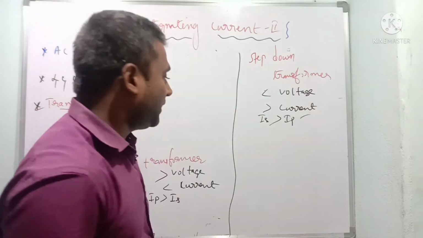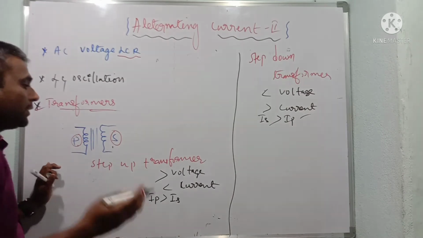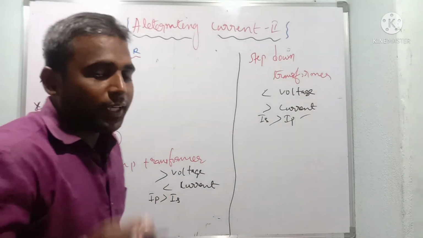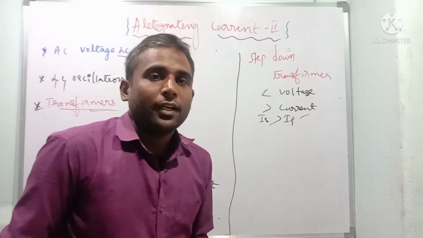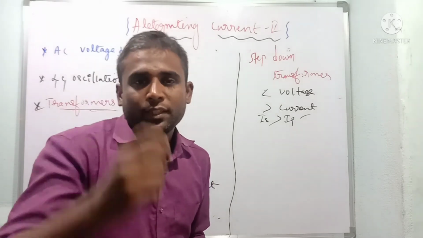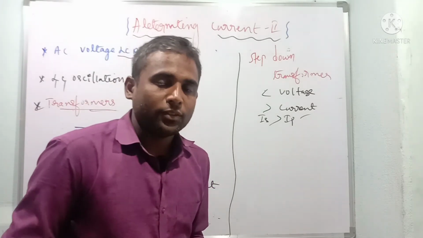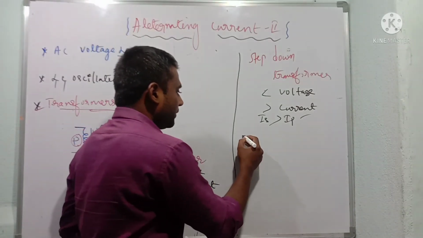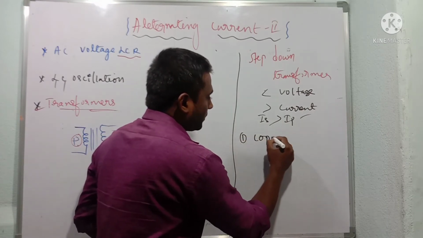So now my point is that here there are some losses, very important for CET children. I'll explain like a piece of cake. Let you listen one by one. Okay, the first point is that copper loss.